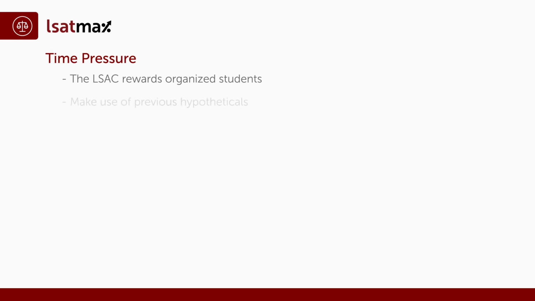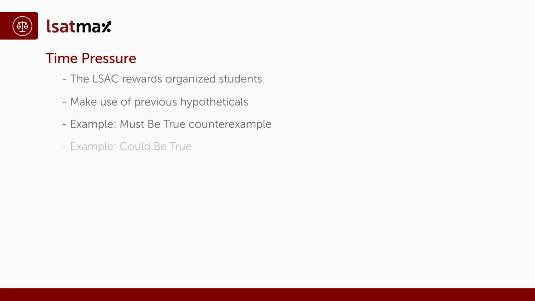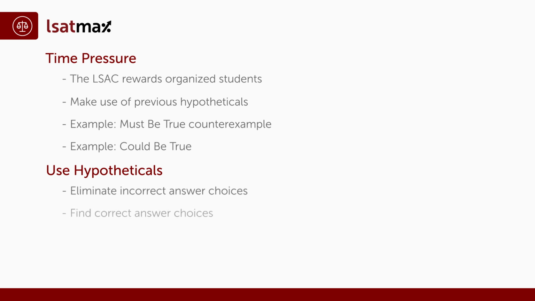What LSAT is actually hoping that you're doing is relying on previous hypotheticals. Because a must-be-true question, if something must be true, it must be the case in every single scenario. Therefore, if I can find one counterexample, I can eliminate that as a possible answer choice. On the flip side of that coin, when I encounter could-be-true questions, obviously, if I haven't in a previous hypothetical, it could be true, and therefore, it would be the correct answer. So please make sure you take advantage of your previous work, use your hypotheticals to eliminate incorrect answer choices, and hopefully find correct answer choices in an effort to save time and be as efficient as possible.